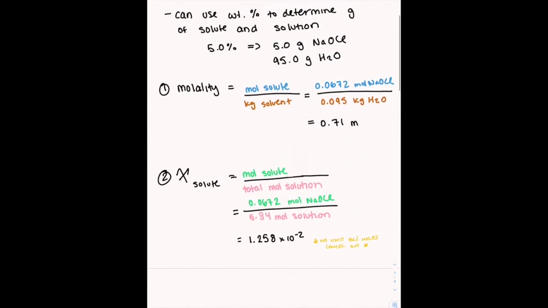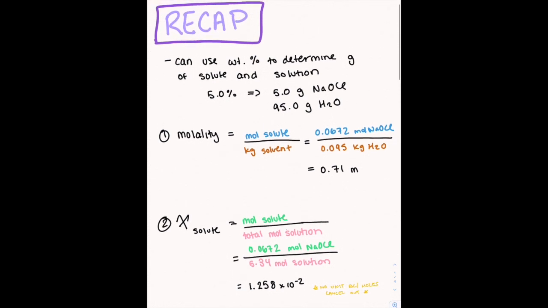Now, just to recap this problem, we were given a weight percent problem, and so our first step was to find out the grams or the weight of the parts of our solution. So we had a 5% aqueous solution of sodium hypochlorite, and we knew that that would then mean we have 5 grams of NaOCl in 100 grams of solution. And if we subtract the 5 grams of NaOCl from the total 100 grams, that would give us a total of 95.0 grams of water.